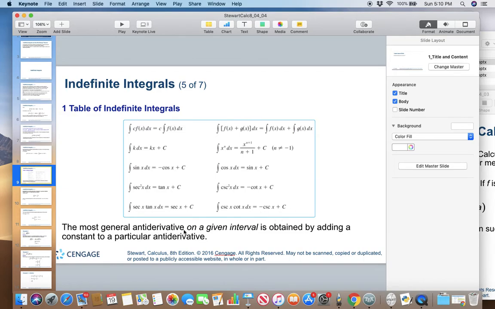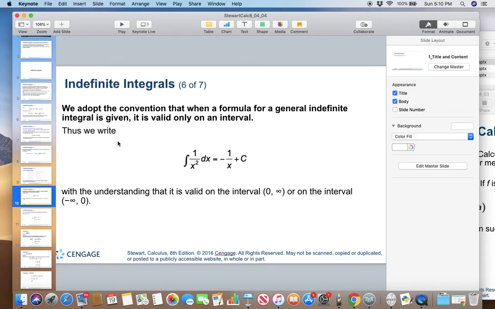The most general antiderivative on a given interval is obtained by adding a constant. Do not forget to add a constant when you are simply looking for indefinite integrals. Alright, when you are looking at indefinite integrals, do not forget to write c.